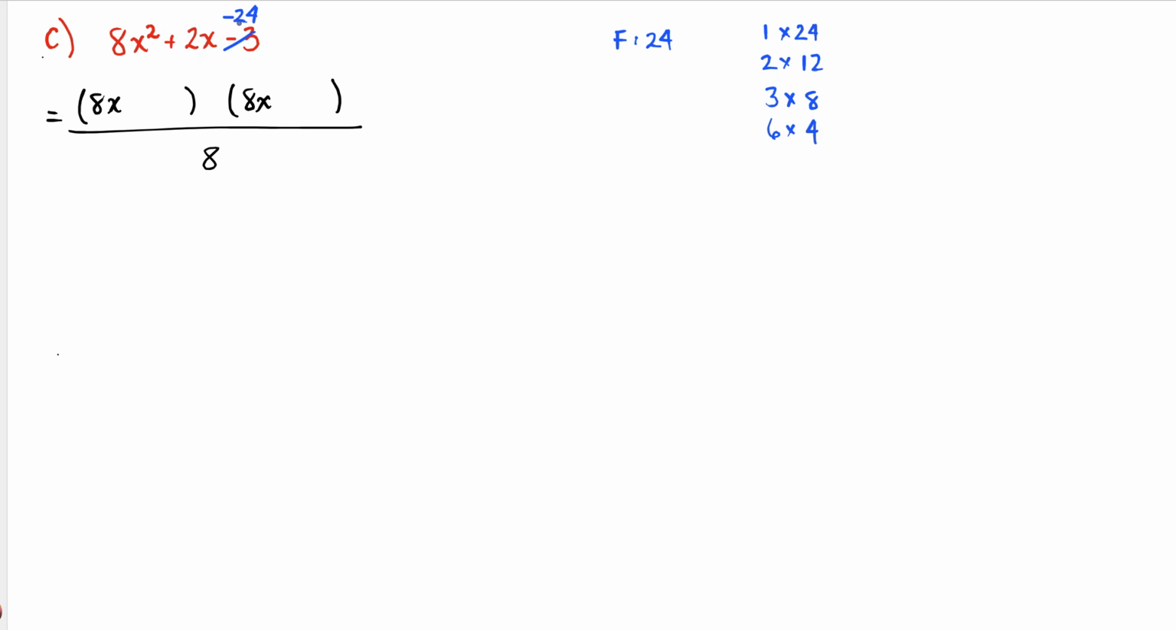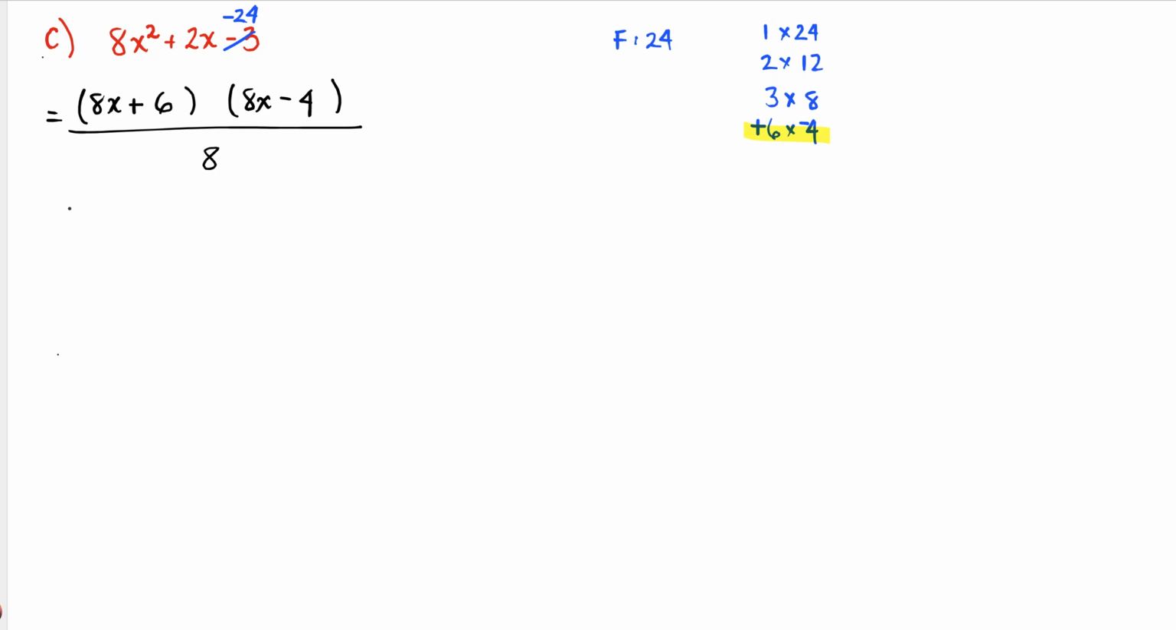So because I have a -24, I know that one of them has to be positive and one has to be negative. But when I add them, they have to become +2. So it has to be this pair that I have here, but the 6 has to be positive and the 4 has to be negative. So those are the ones that I select. Now I'm going to bring them and write them. Doesn't matter which bracket. So 6 and then take away 4.